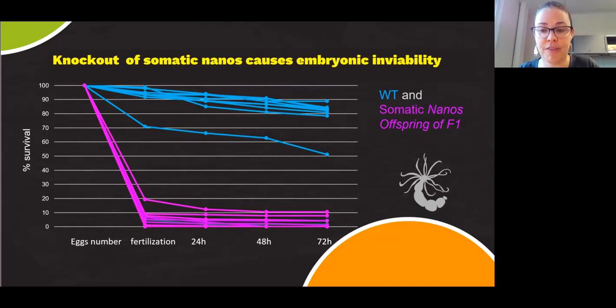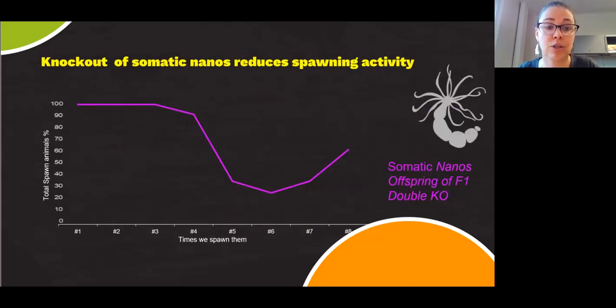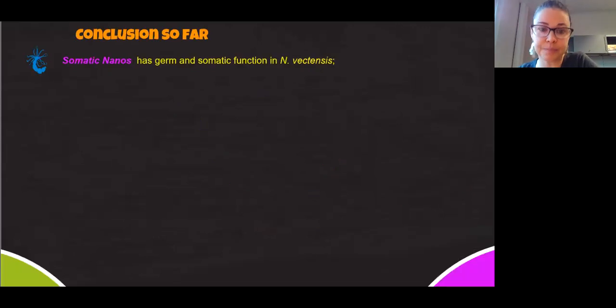Another interesting phenotype that we saw is that the knockout of somatic nanos reduced spawning activity. In this graph, we looked at the total percentage of spawning animals, starting from 100%. We start to see a huge decrease in animals that are able to spawn. And even if these animals seem to recover and start to produce eggs again, these gametes are not viable anymore.